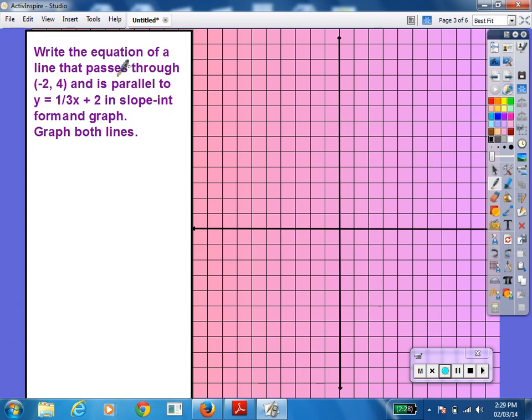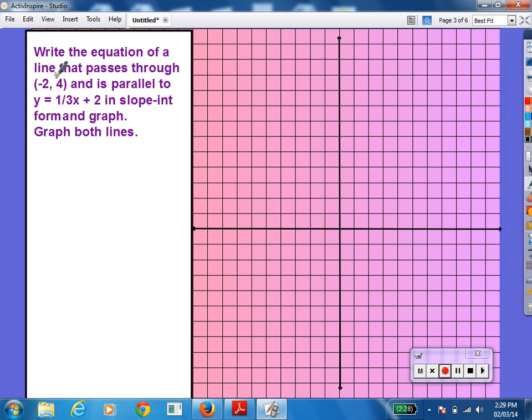So let's try this one. Write the equation of a line that passes through -2, 4, so there's our point, and is parallel to y equals 1/3 x plus 2. Write it in slope-intercept form and graph. Well, we're a little luckier this time because we were given our equation in slope-intercept form, and so we have the slope already. So our slope is 1/3.